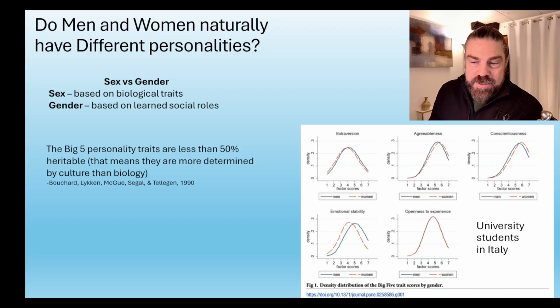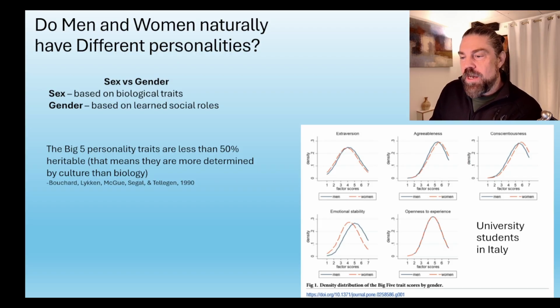So what I would suggest is if you look at a picture like this, where the lines are so close together, and you know that at least 50% of this result is driven by just social and cultural expectations, it's pretty easy to make the decision that there's not a biological difference between men and women on who is more extroverted. Men and women are about equally extroverted, it looks like.